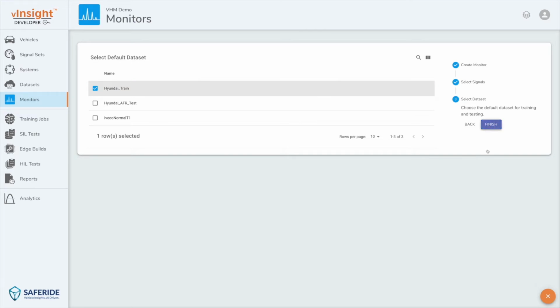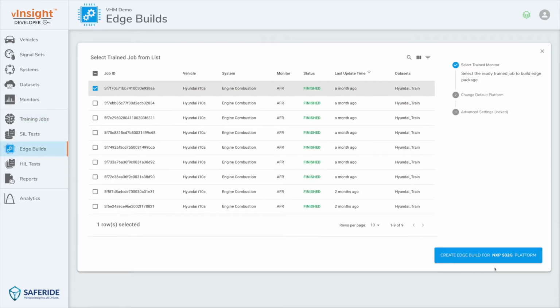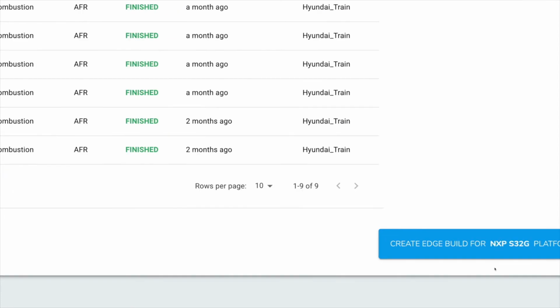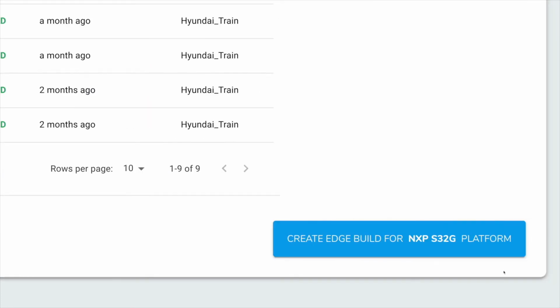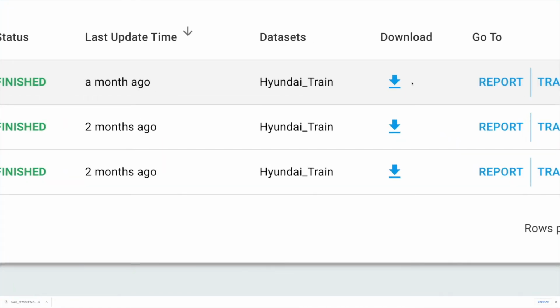After the AFR monitor was trained and validated in the cloud, vInsight Developer generated an edge monitor optimized for the NXP S32G vehicle network processor. The edge monitor was then downloaded to the S32G, where it could be executed by the vInsight Edge runtime.